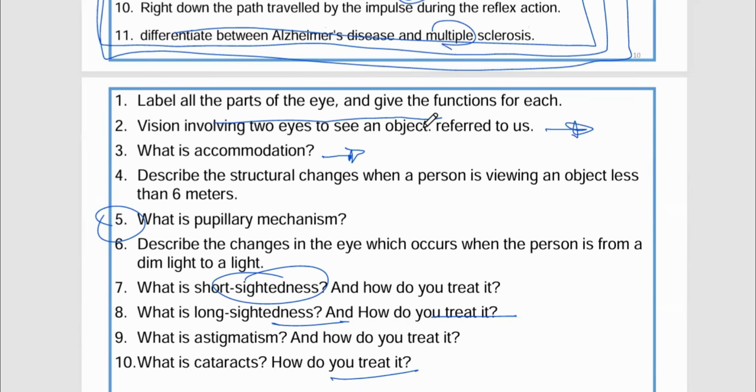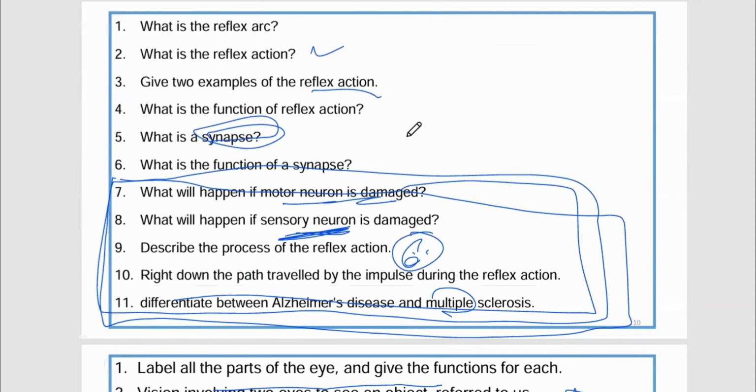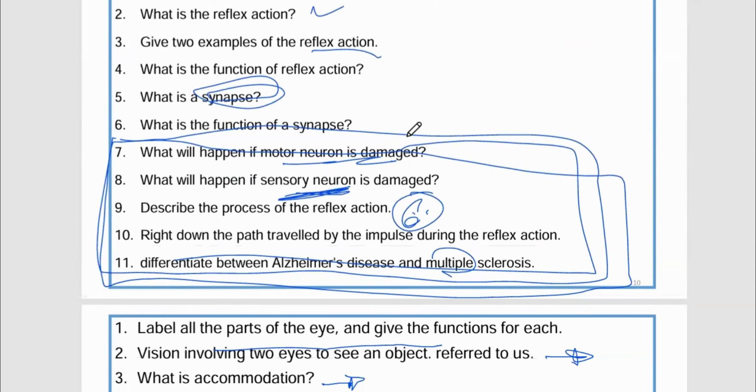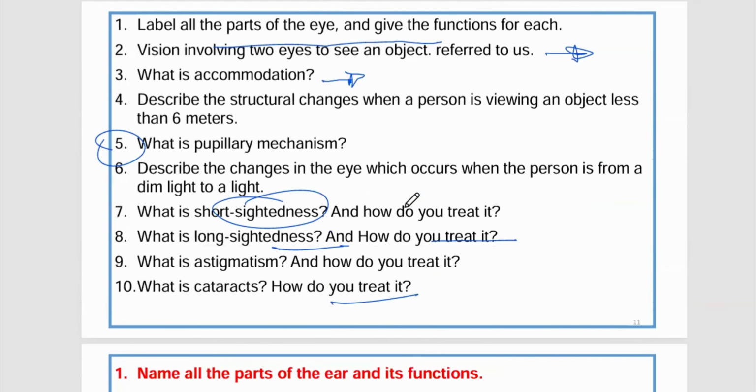So the eye, in most cases, when people see the questions about the eye, they get frustrated. The eye is simple. You just need to focus on this. When the question comes, you will see that you will smash the questions.